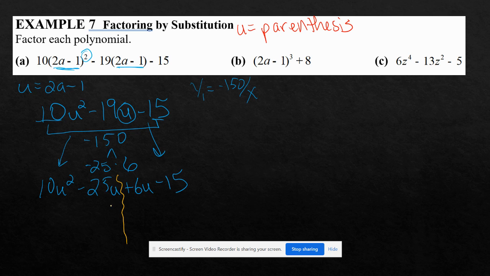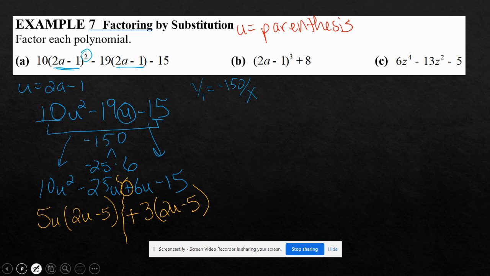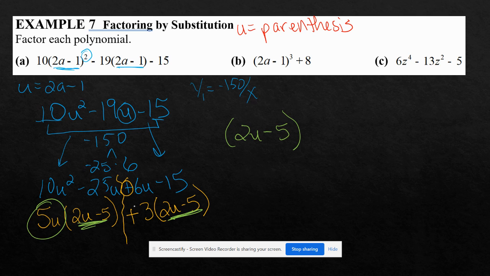Split that in half. Our GCF on the left side is going to be 5u, leaves us with 2u minus 5. Plus, the common factor on the right side is 3, leaves us with 2u minus 5. This makes our new GCF 2u minus 5. So we have 2u minus 5, and then the leftovers are 5u plus 3.